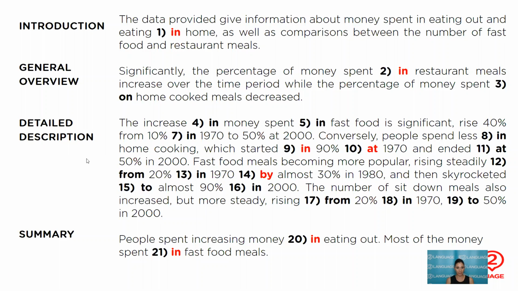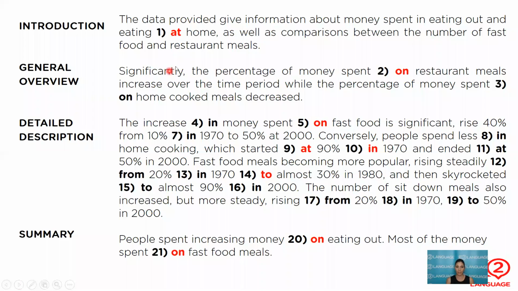Okay, let's check our answers. So, eating at home, because at home is always at home, never in home or on home. Here it's on, because significantly the percentage of money spent on restaurant meals, so the money, you always spend money on something. I like to spend money on shoes, for example, okay? Again, the money spent on fast food.